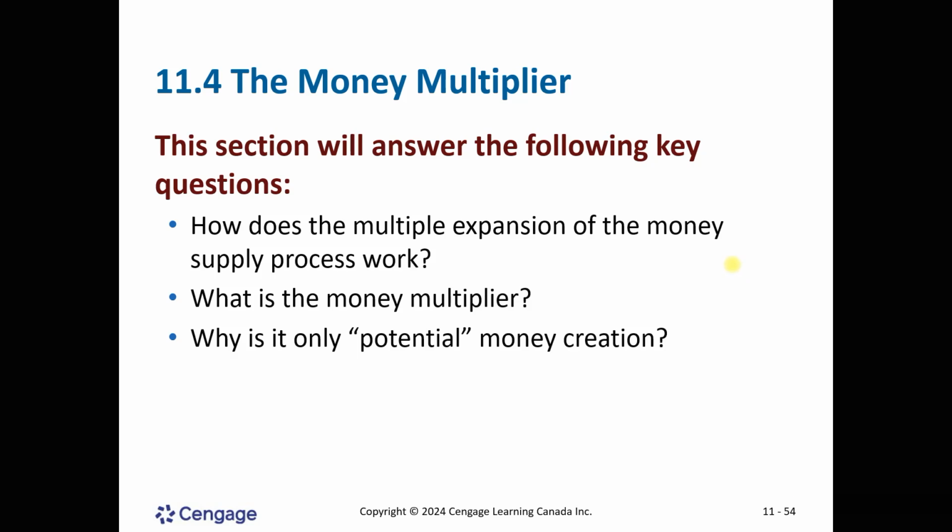The money multiplier. So we are going to attempt to answer a number of questions here. How does the multiple expansion of the money supply process work? This is a very important section. And then what is the money multiplier? Why is it only potential money creation?